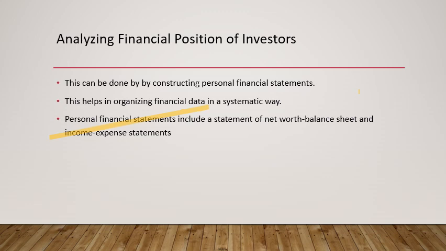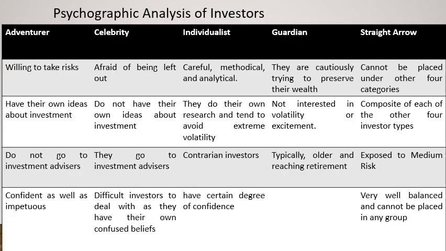Now once we have discussed all this, we quickly move on to the next slide, in which we are talking about how to do psychographic analysis of investors. Typically one or two questions come in the exam on this. So remember that you have 5 types of investors: adventurer, celebrity, individualistic, guardian and straight arrow. And now you can see their traits, right?